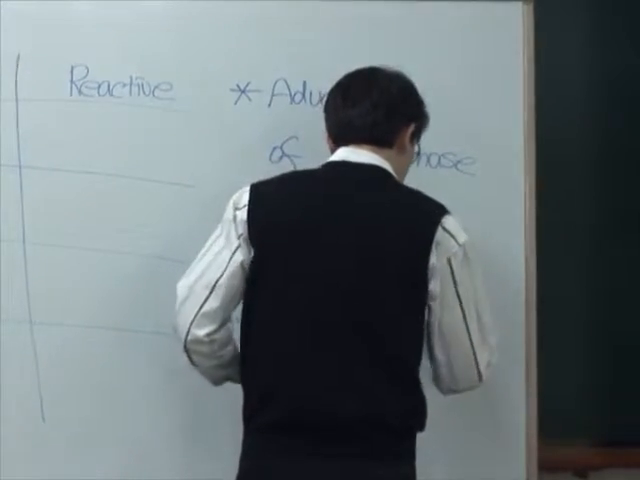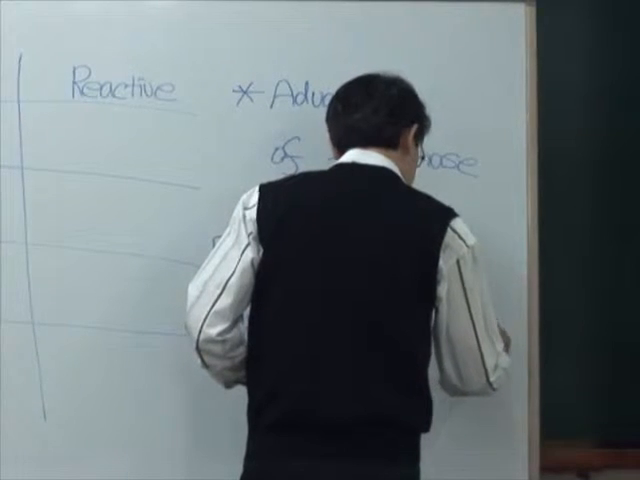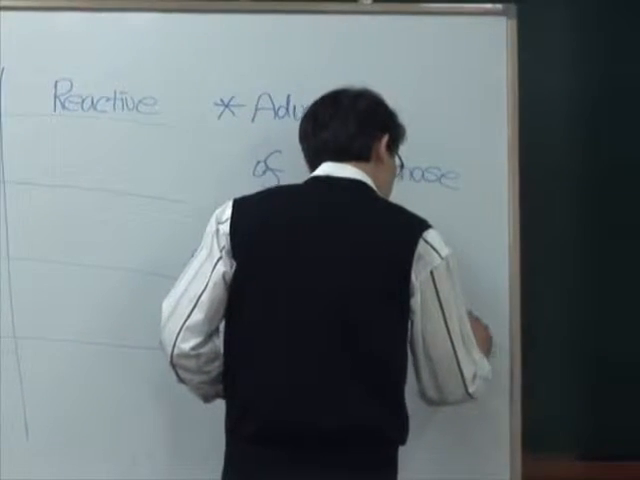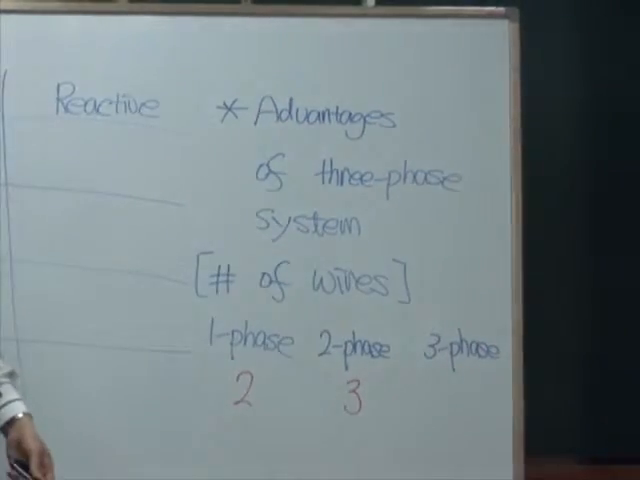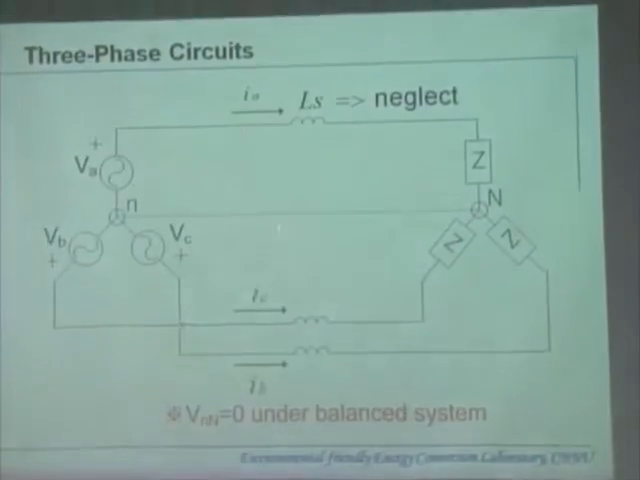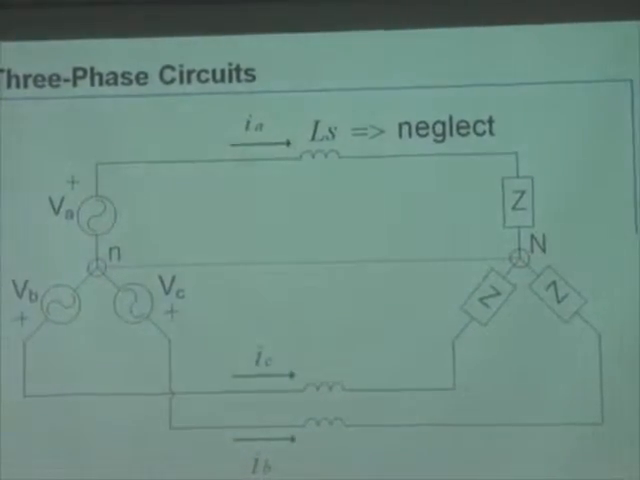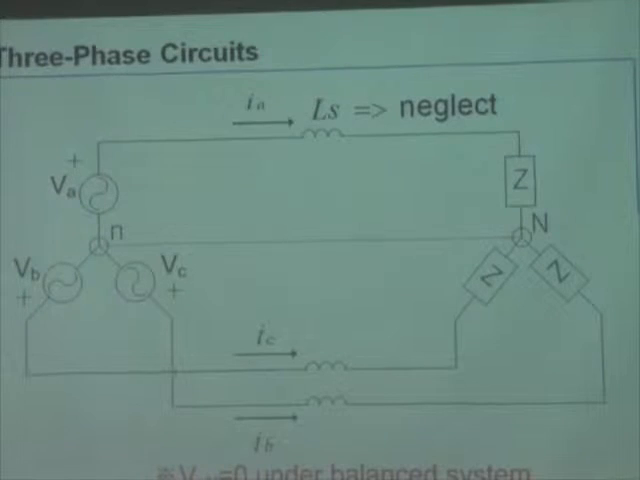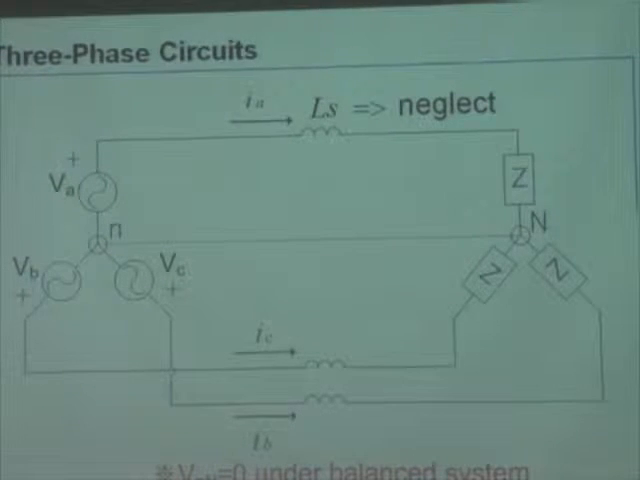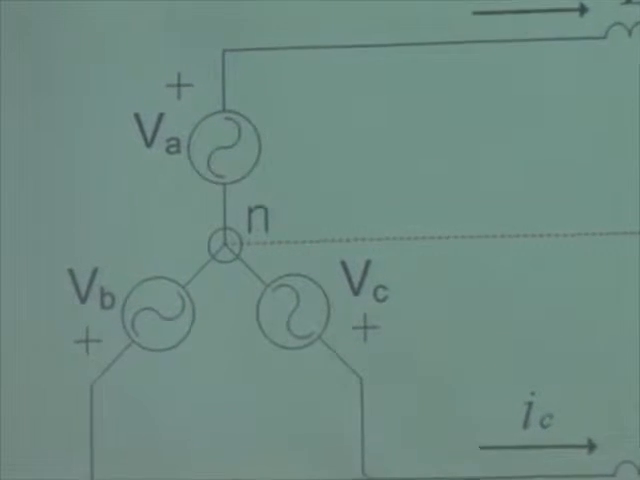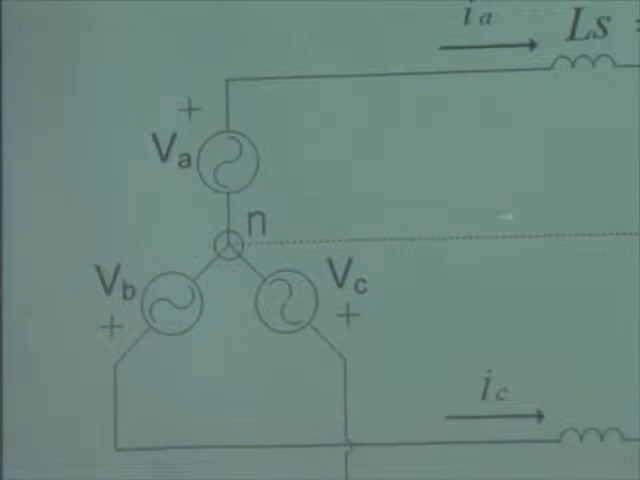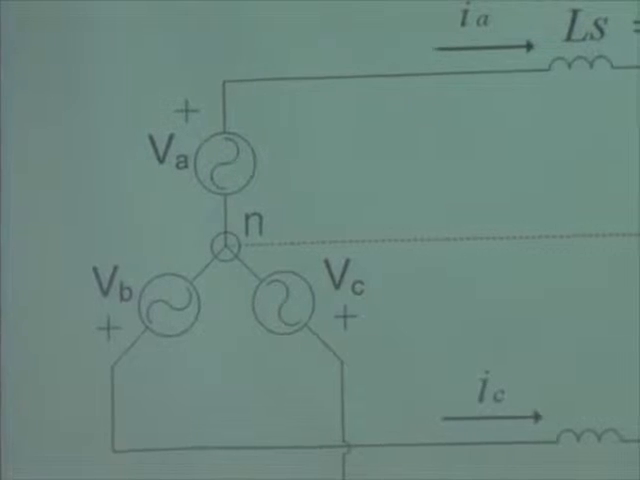And for a three-phase case, how many wires do we need? In this case, it seems that we need 3, because the neutral path, ideally speaking, is not necessary, because everybody knows that on the balanced system, this potential is equal. When potential is equal, it means that even though we connect by wires, there is no current flowing, right?